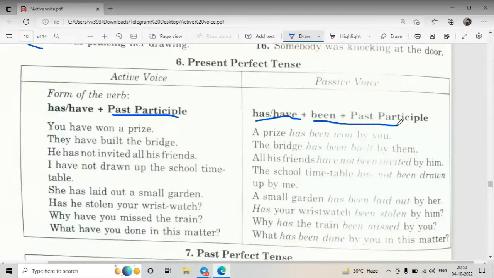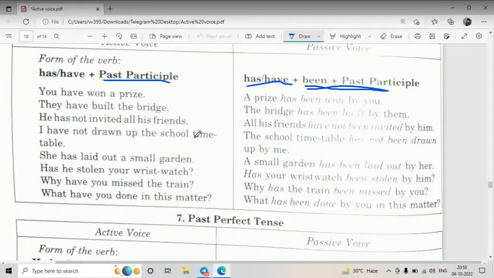Now there are some examples, like: You have won a prize. A prize has been won by you. So basically, in this formation, only "been" will be used here. Otherwise, everything will be the same. Subject becomes object, and object will be changed into subject. That's the basic thing here.